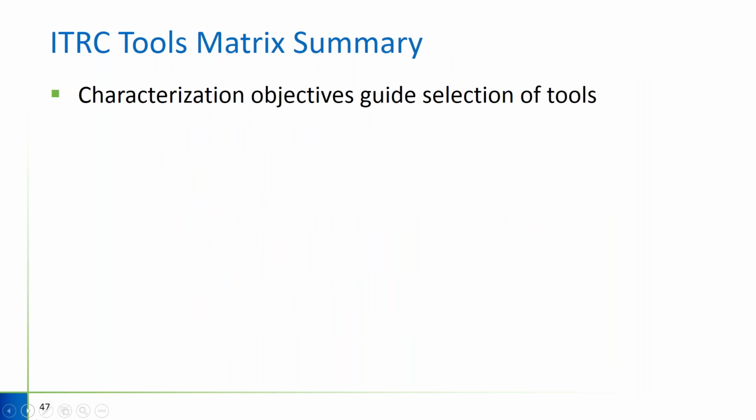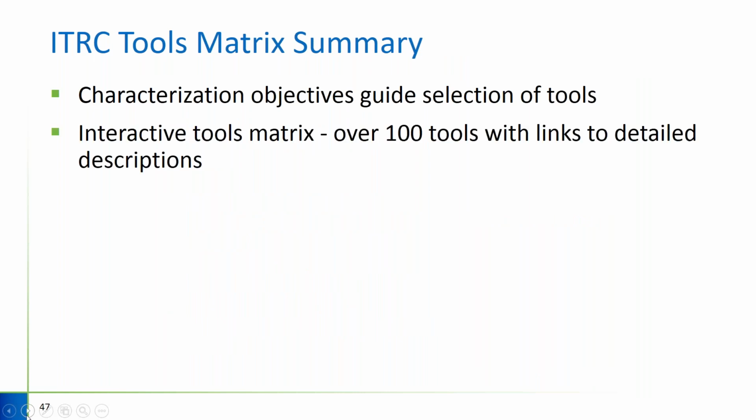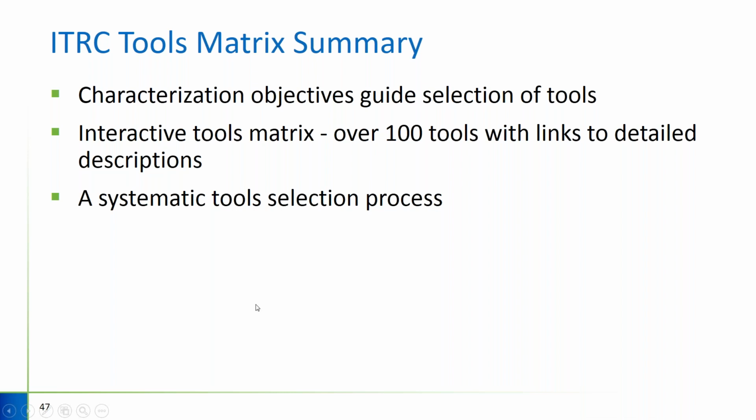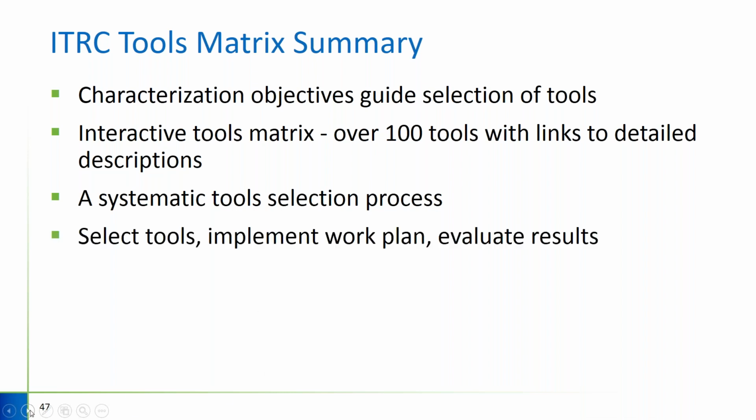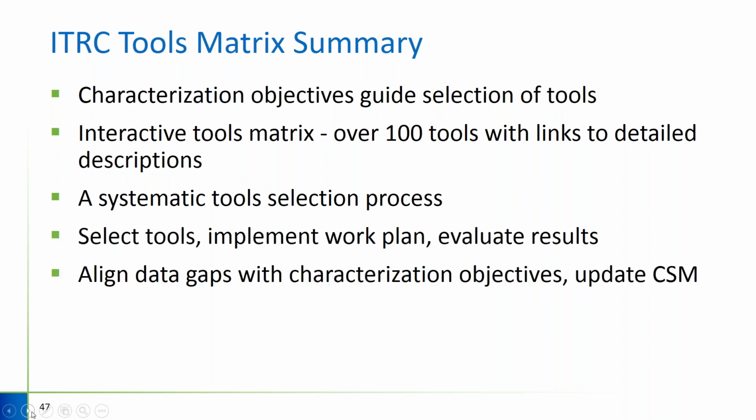So again, just to summarize the tools matrix, you use it at a point in the process where you've already set some of your objectives on what you want to do. It's interactive, but it's also a standalone matrix. So you can, like I said, it's an Excel file that you download. You just have to enable some of the macros and whatnot in Excel to get it to work. And then you're off and running with it.